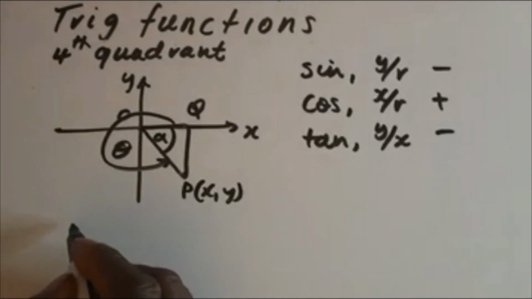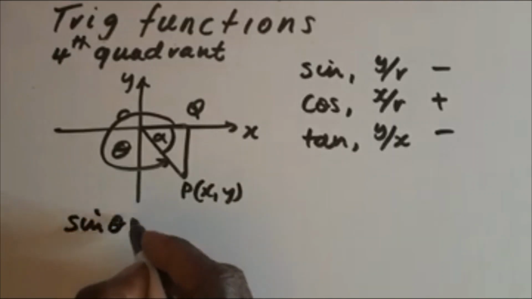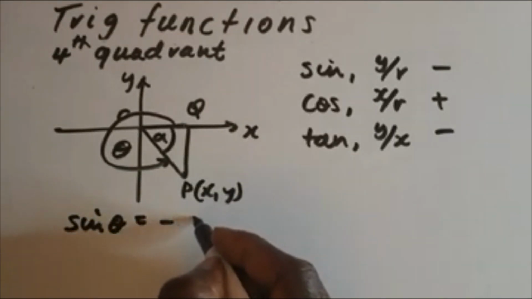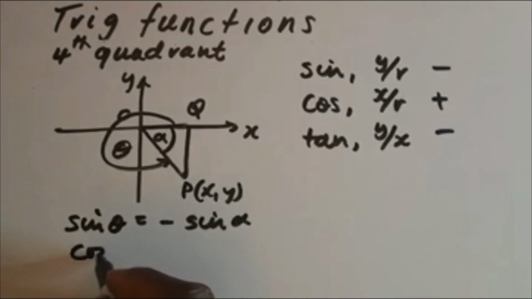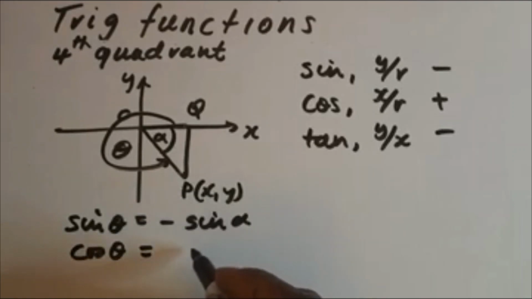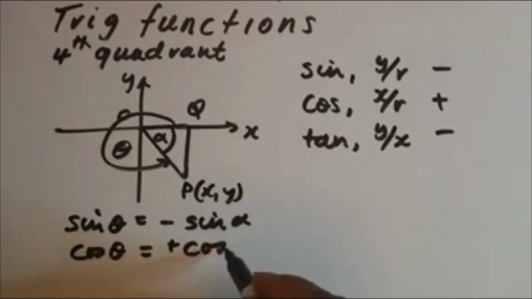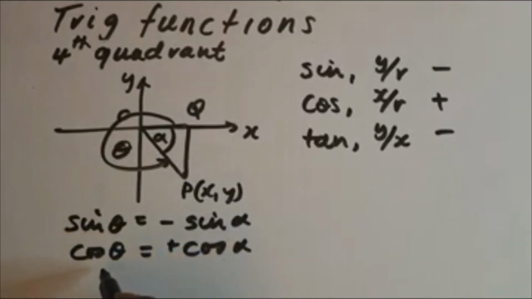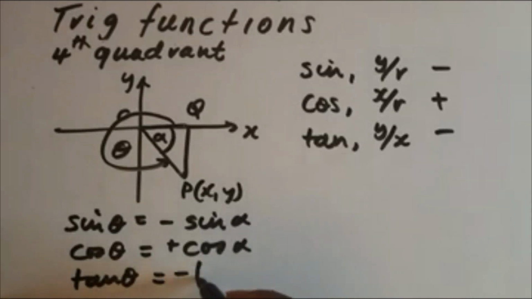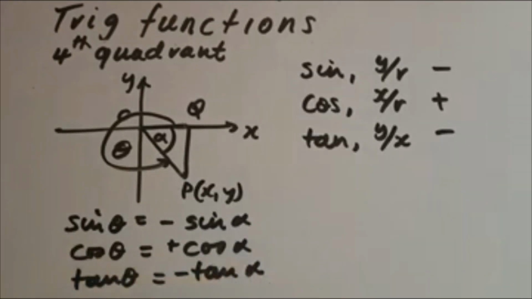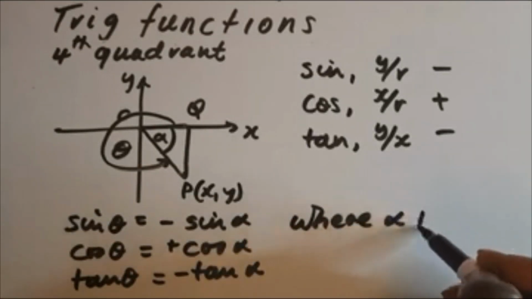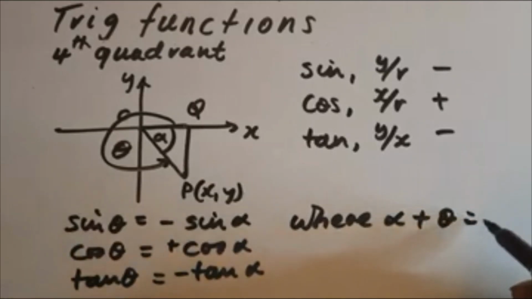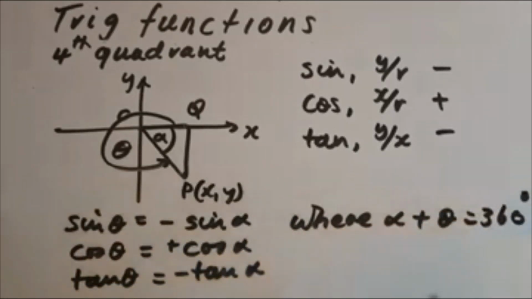And our trig ratios, sine theta is minus sine alpha, cosine theta is positive cosine alpha, and tan theta is negative, minus tan alpha. Now this all happens where alpha add theta is 360 degrees.